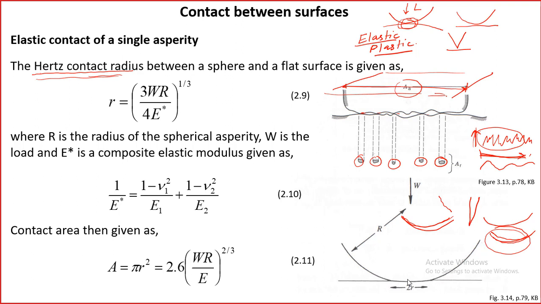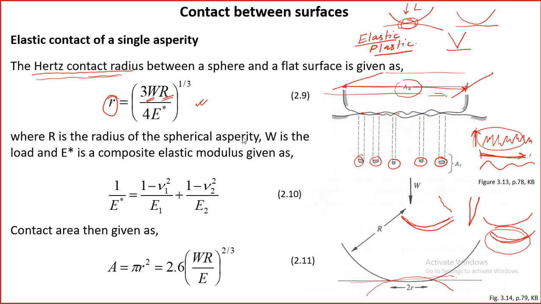We can say that the tip of the asperity is like a sphere, spherical or semi-spherical, and the other surface can be semi-spherical like this, or it can be flat. If you assume that these two surfaces are still in elastic contact, then the Hertzian contact radius is given by this equation, where W is the load applied. Of course there has to be some load, otherwise there won't be any contact area. And R is the radius of the spherical asperity.